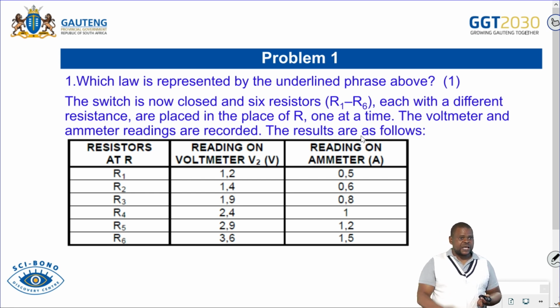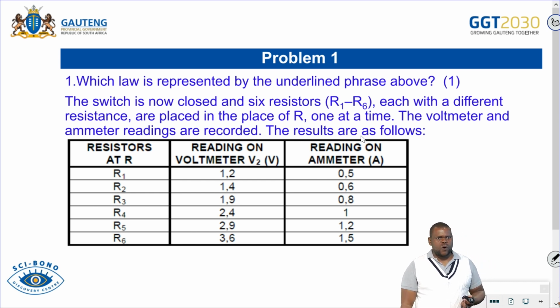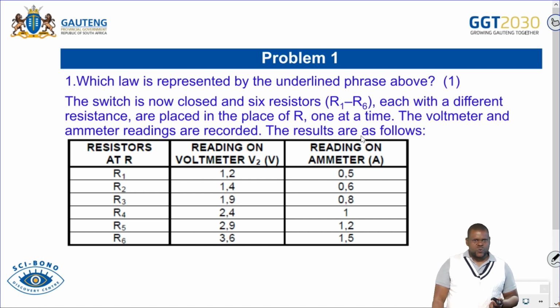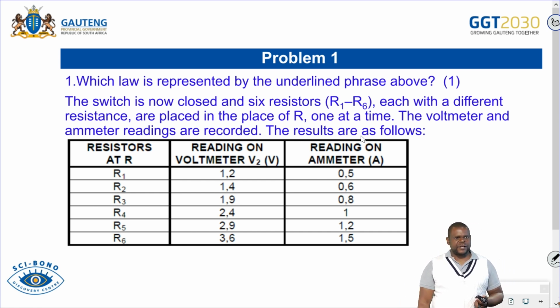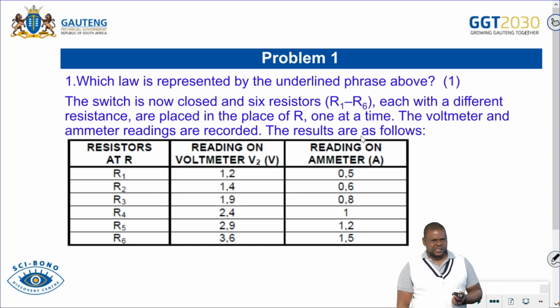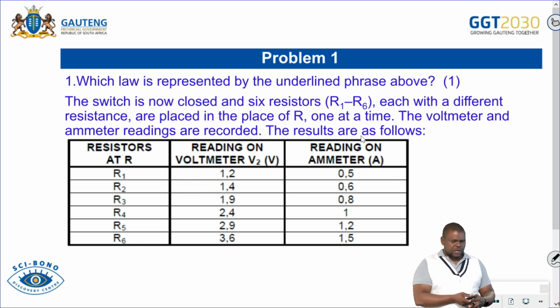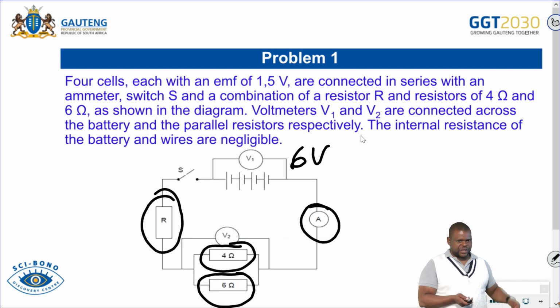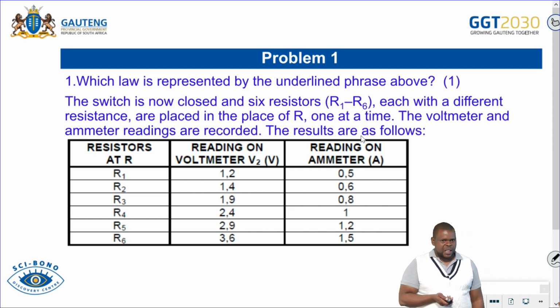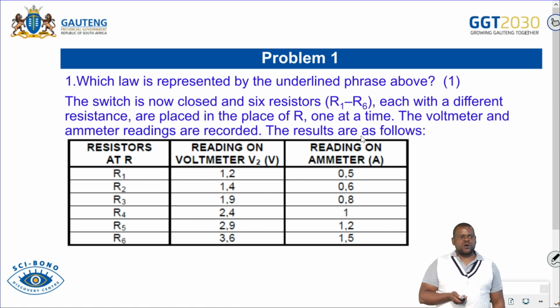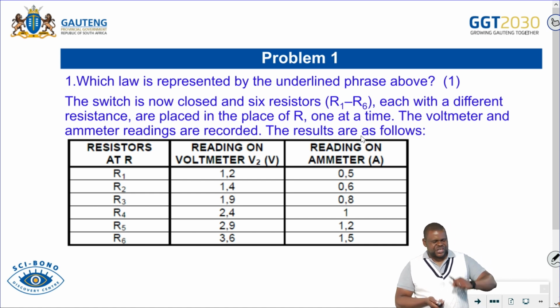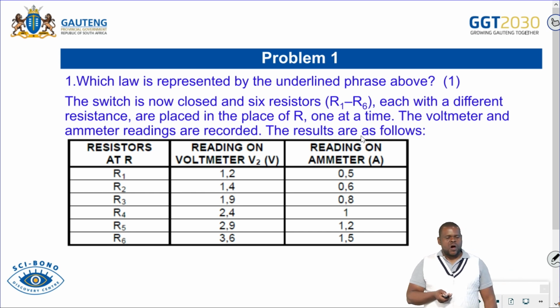Then we continue. They said the switch is now closed and six resistors, R1 to R6, each with a different resistance, are placed for R. In order for us to get this R that we have in the circuit, we are using six resistors, R1 up to R6. And then they said one at a time. That means we are changing them. We are replacing R with different resistors.